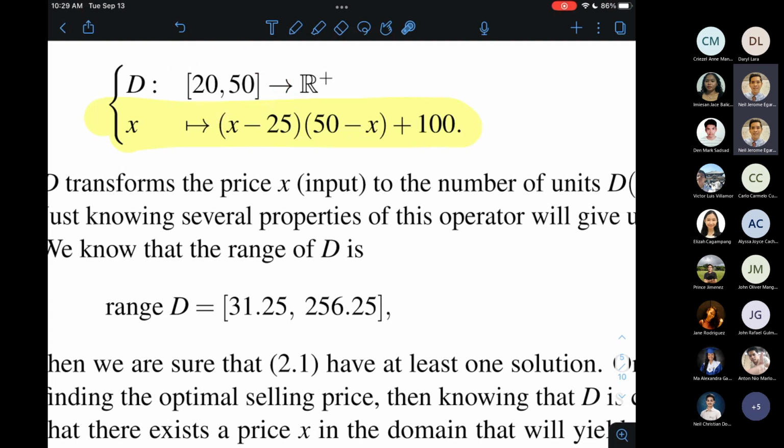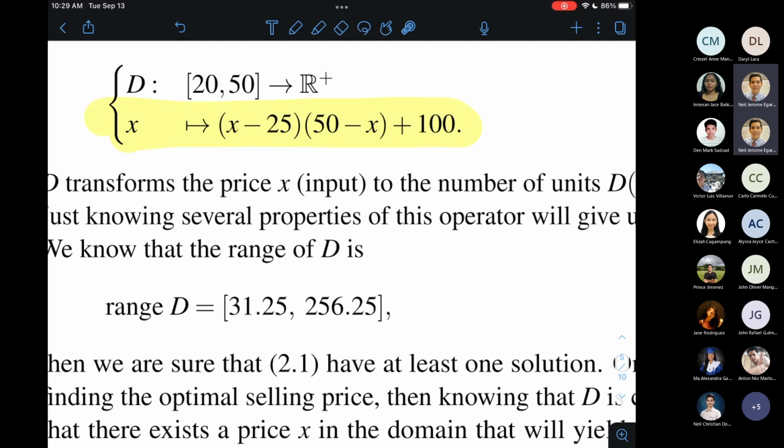So ibig sabihin, I can always find a price that will give me the optimal demand. Right? There exists a price such that I'll get the maximum number of products demanded. So that means even without solving the equation, we know na kung ang inverse problem ko ay paghahanap ng optimal selling price, I know that there will exist a solution. And then the things we learn from calculus will tell us how to go about the solution. Okay, sa math, usually gusto muna nating malaman, meron bang nag-exist na solution?